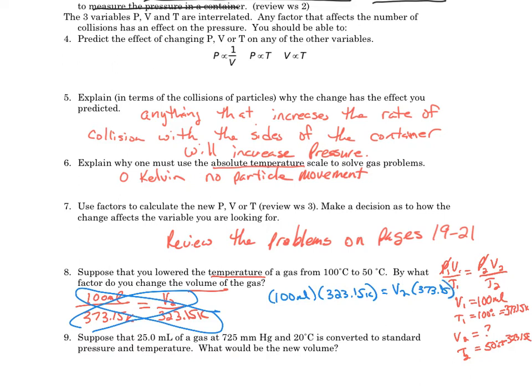I need to isolate my variables, so I divide that by 373.15. Do that to this side. My units are canceling off, so my volume 2 is going to be 86 milliliters.